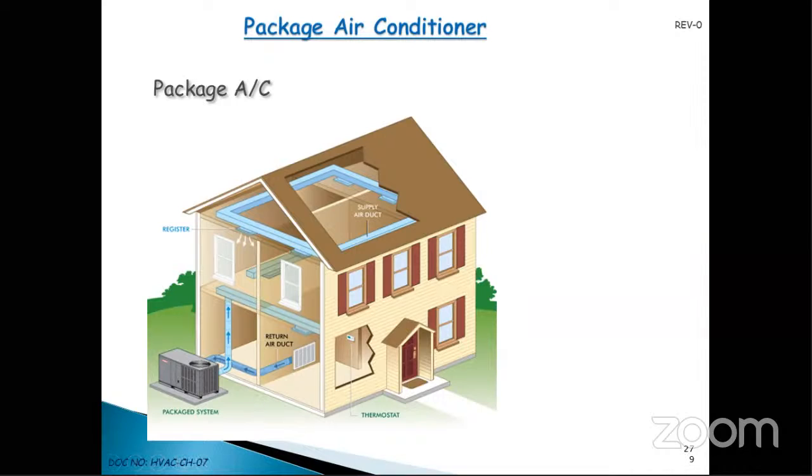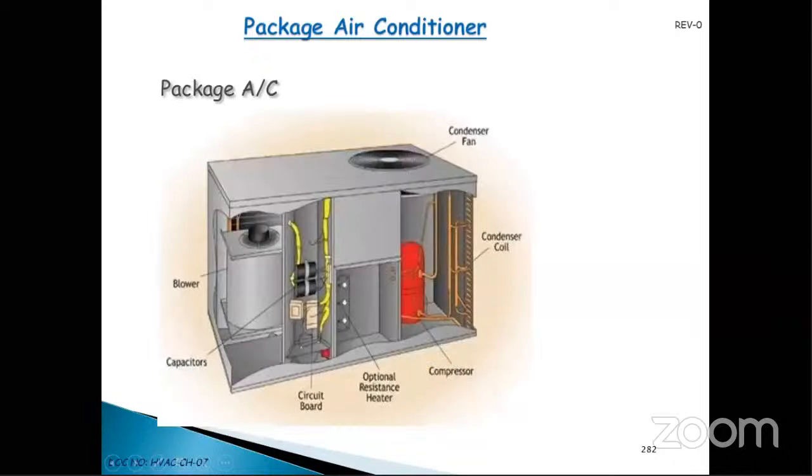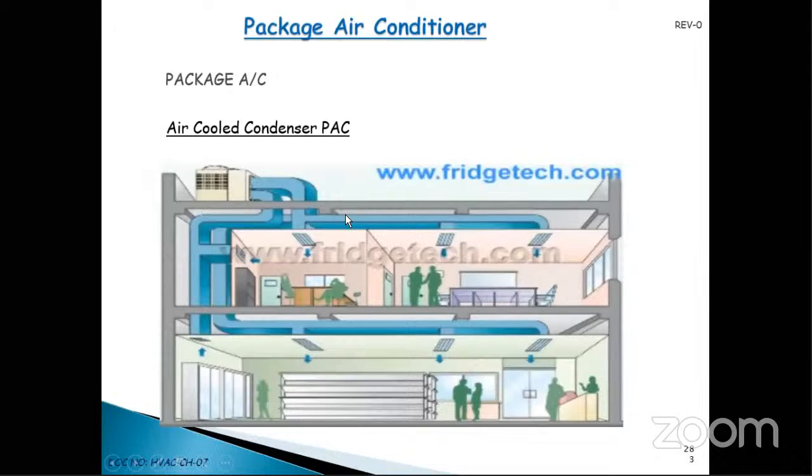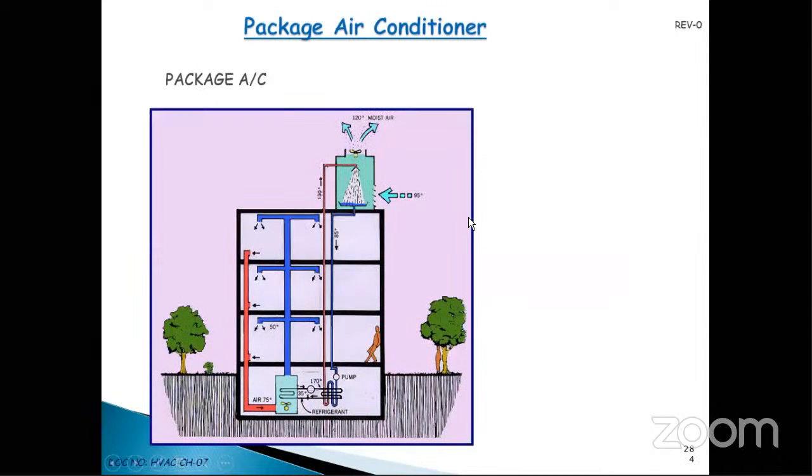This is how a typical package AC would look. The unit can be kept outside with a supply duct, giving cool air supply to different spaces. And then we have return air ducting. Your package air conditioner can be air cooled or it can be water cooled. That is, the condenser can be cooled by air. As you can see here, the unit is outside and is cooled by air, or it can be cooled by water.